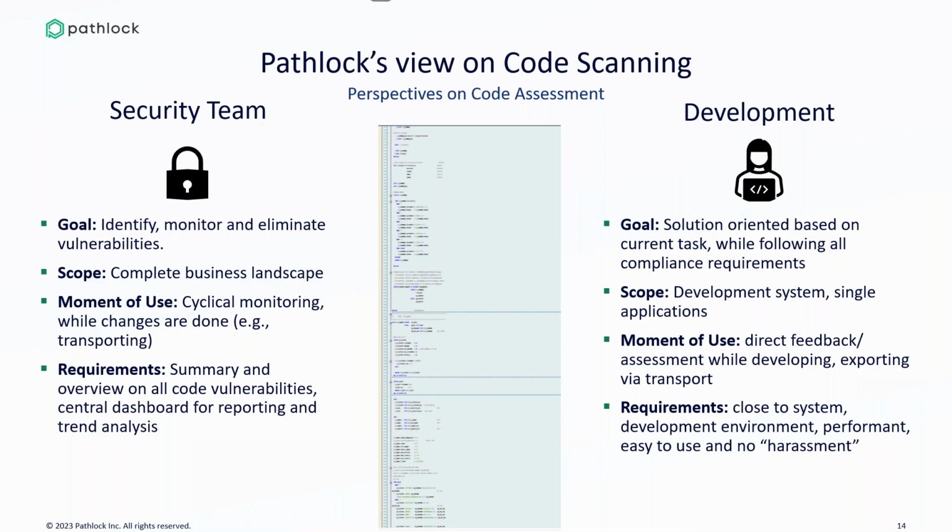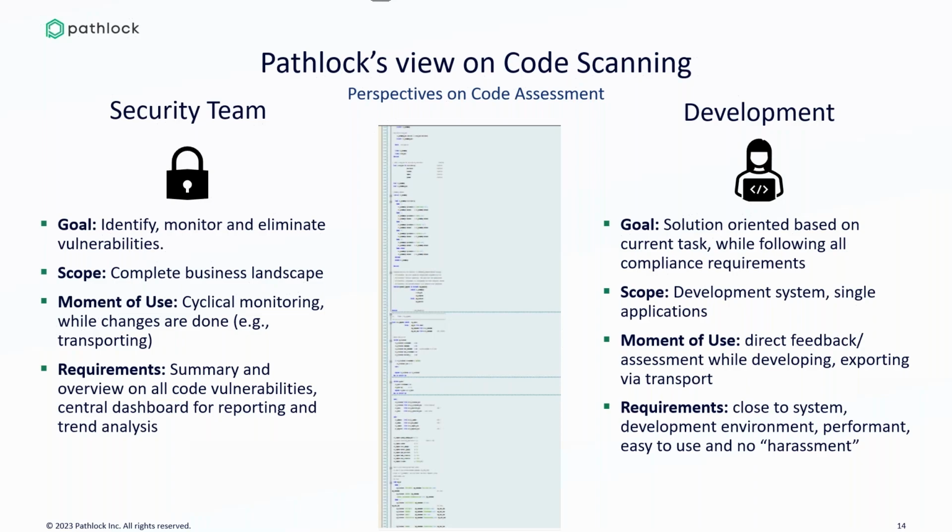The security team has as a goal to identify, monitor, and eliminate vulnerabilities at all. It's not only custom code, sure, but custom code is one of the potential vulnerabilities, of the potential threats. The scope for the security team, at least for the complete team, is the complete business landscape. It's not only one system, and especially not a development system. It's most likely the whole production landscape, especially if you have a huge landscape, you might have some mission critical systems, and it's more focused on this area.